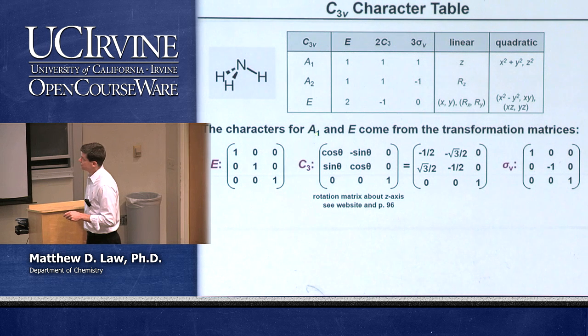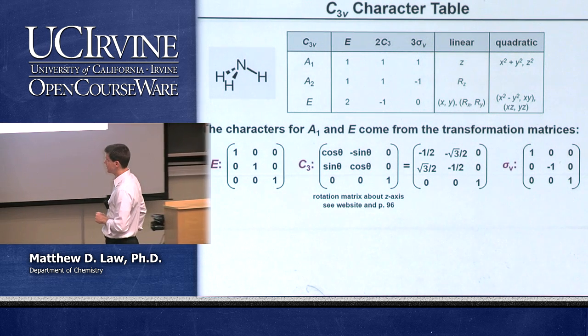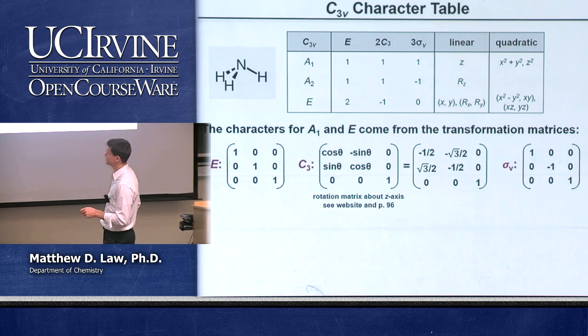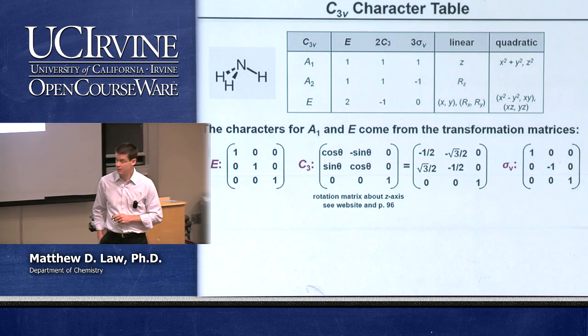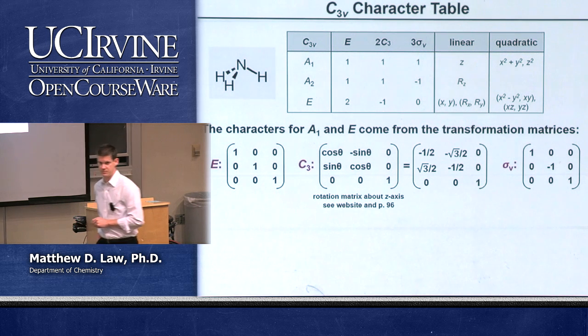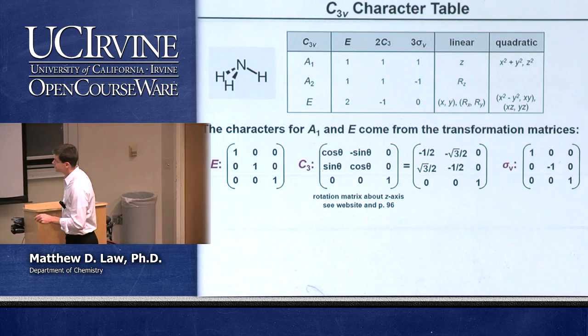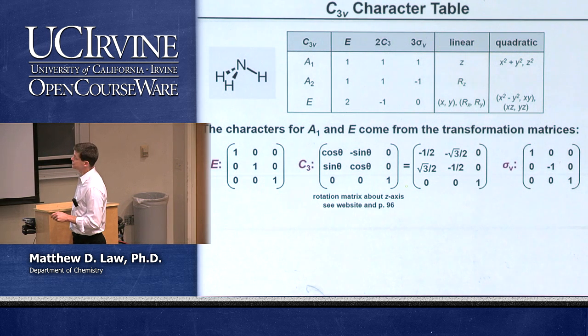what we can do is find that we can get the A1 representation and the E representation from the transformation matrices. We have 3 different kinds of symmetry operations. So we have 3 transformation matrices: E, C3, and our reflection operation. For E, we have, of course, just the unit matrix. It's unchanged. For C3, we have a matrix that looks a little bit strange, but it's not that surprising.